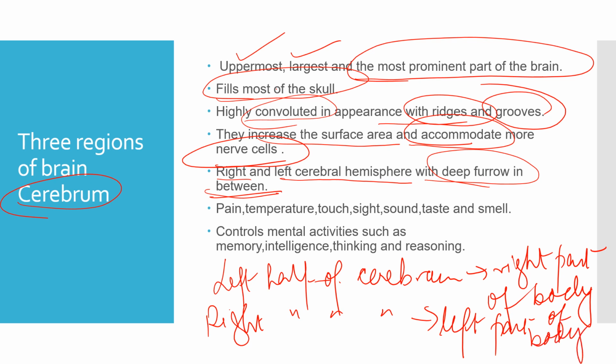So the opposite side controls the opposite part, and pain, temperature, touch, sight, sound, taste and smell are all controlled by the cerebrum. It also controls mental activities such as memory, intelligence, thinking and reasoning. It is a very vital part of the brain, the prominent part, filling most of the skull.